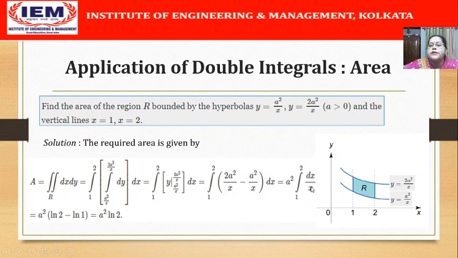So dx by x is of course log x. So as we put the limits, we get a square log 2 minus log 1. And we know that log 1 is 0. So the final area is nothing but a square log 2.